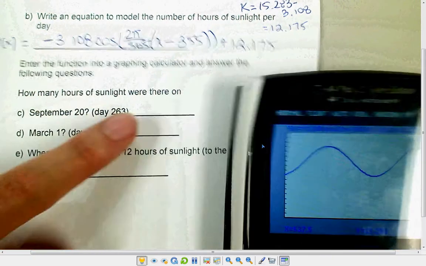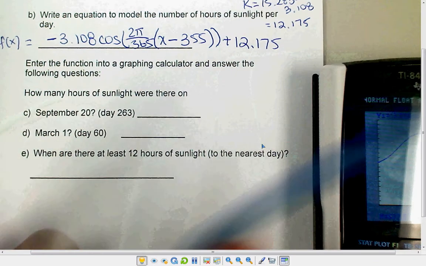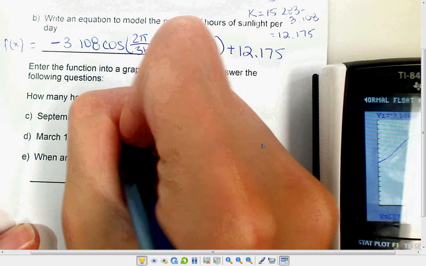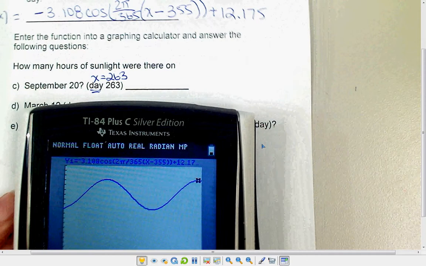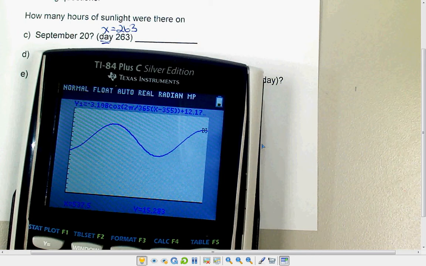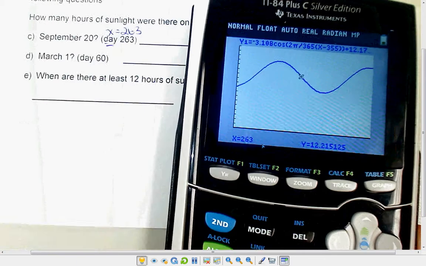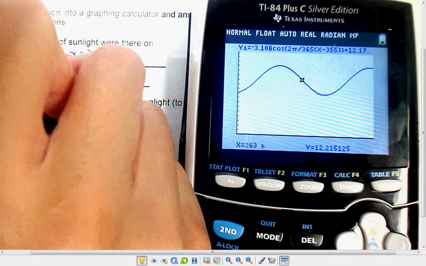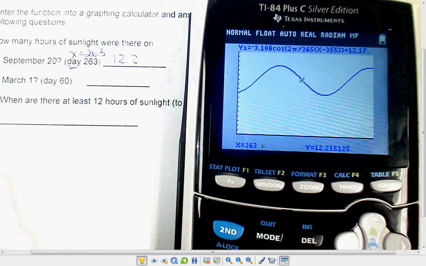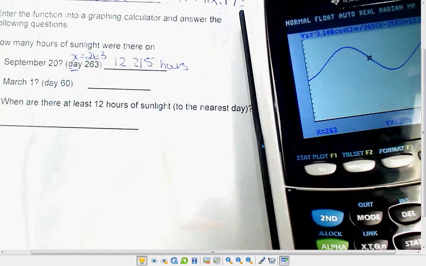How many hours of sunlight were there on day 263, which is September 2nd? So day tells you this is your x. So we're looking for what is your y when x is 263. So we just press trace, type in 263. It gives you your y value, which is 12.215. And this is your y, so this is hours of sunlight.